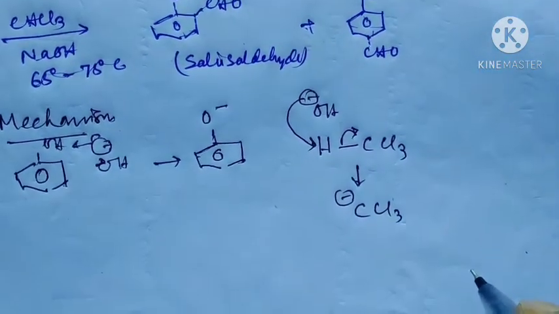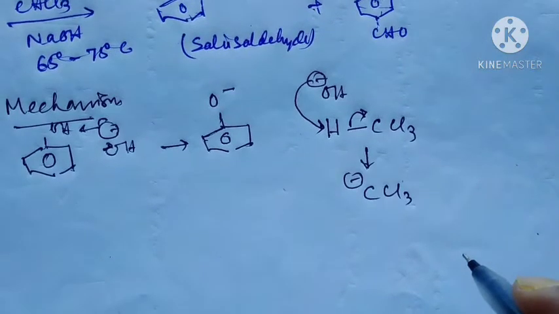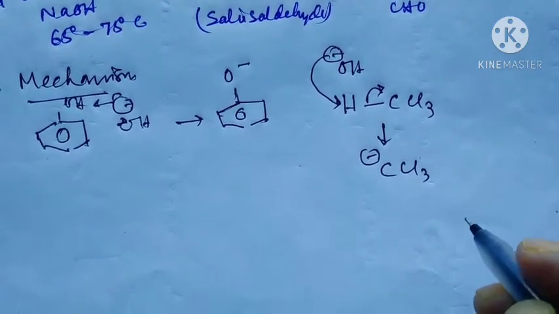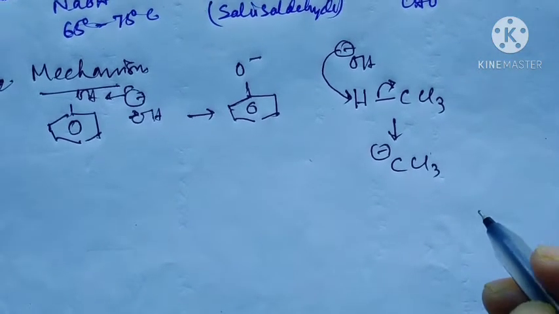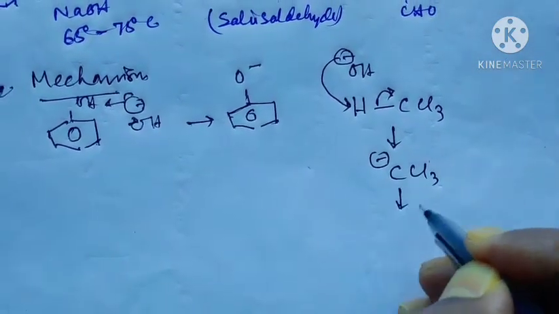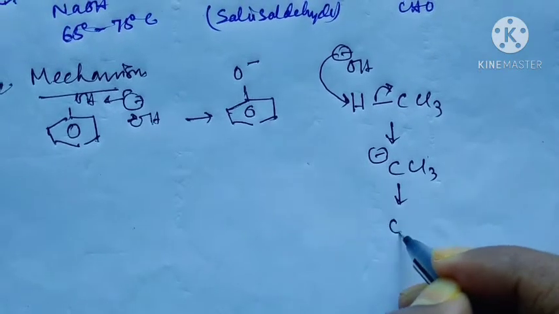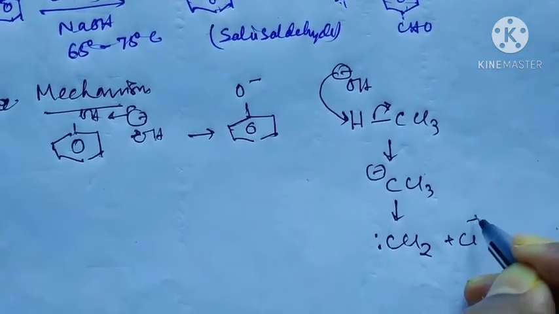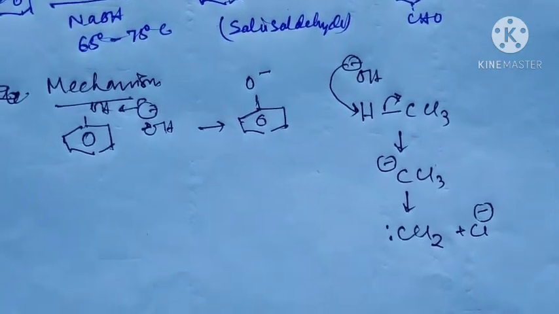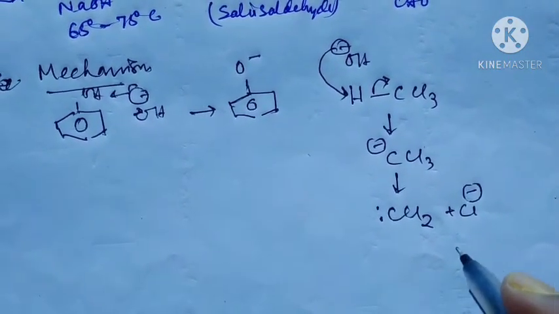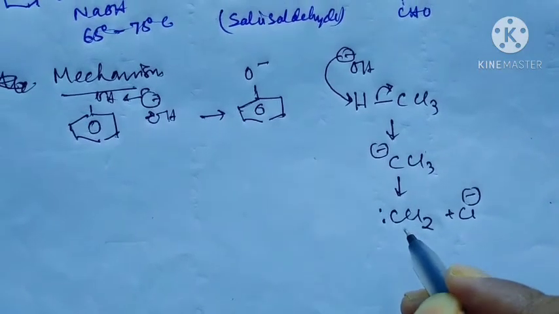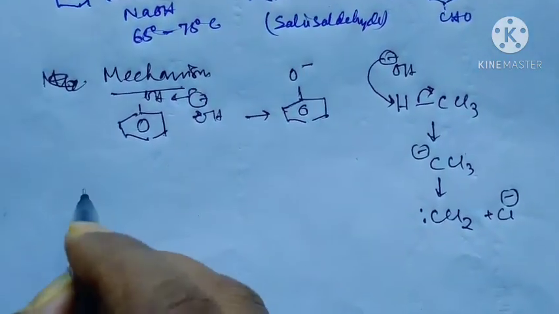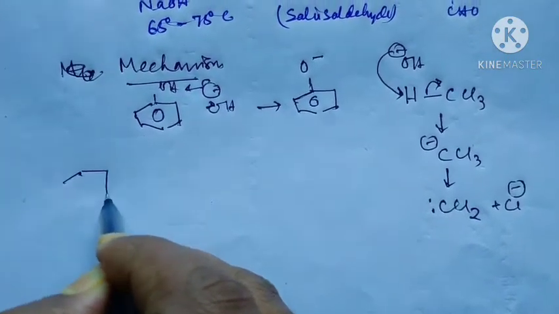CCl3 minus. Okay students, now this CCl3 minus forms a dichlorocarbene, the electrophile that will be attacked. Okay, this CCl3 minus forms dichlorocarbene. This is our dichlorocarbene, and then the chloride ion gets rid of it. Okay, this dichlorocarbene will be attacked by this phenate ion.